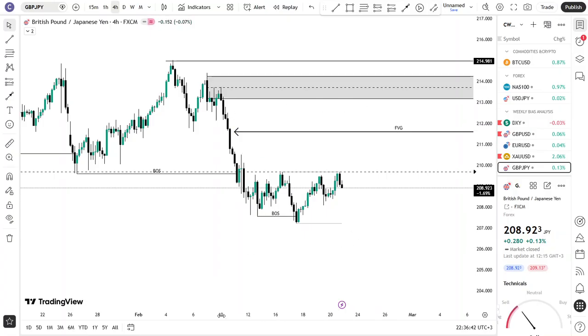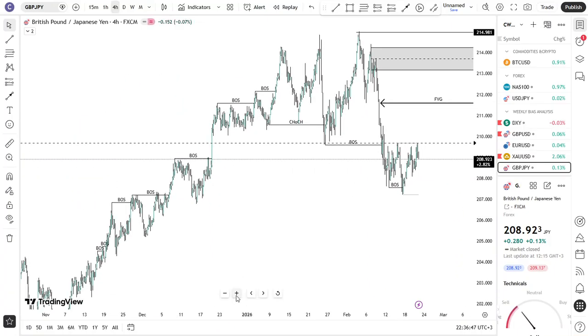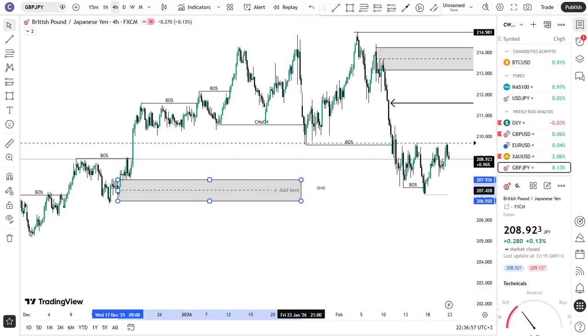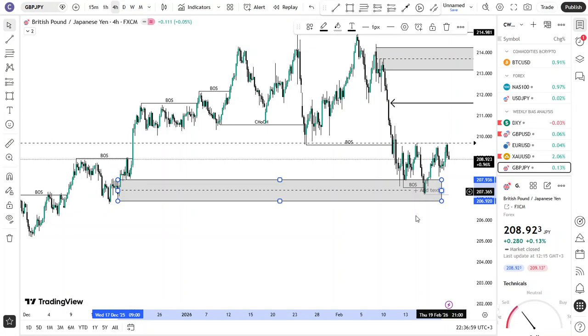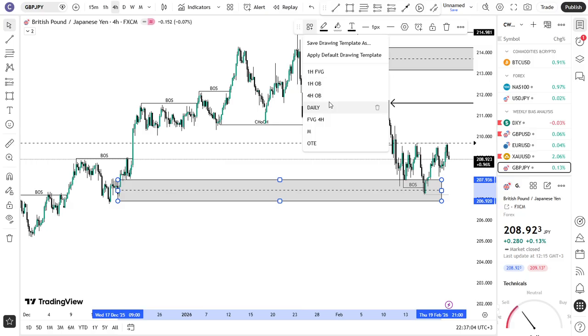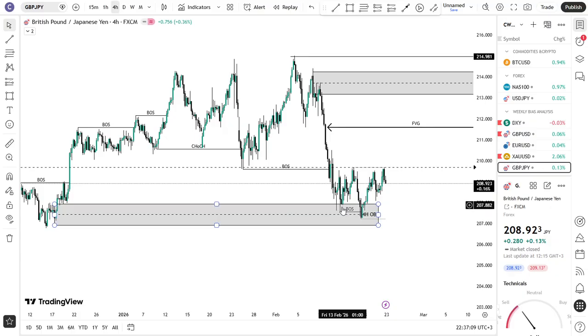So what I'm anticipating to happen, and also you can see that price has respected this OB here. You can see this OB, okay, and that's on the 4-hour time frame. So if this is our last break of structure, then I'm anticipating for price to break above here.